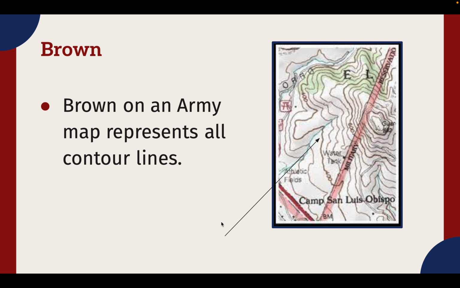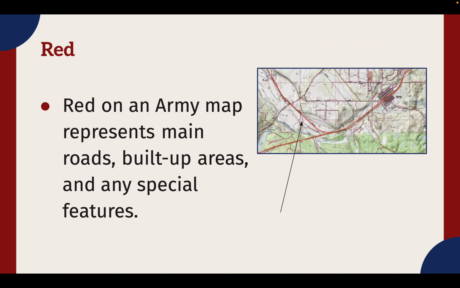Brown represents all contour lines, so as we'll see in the next section of this video, we're going to be going over terrain features, and all these contour lines represent terrain features and everything. Red represents main roads, built up areas, special features. So as you can see in this map, this is built up main roads.